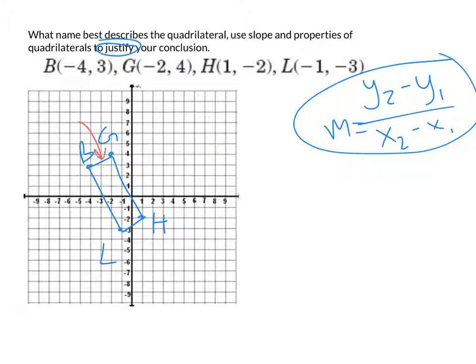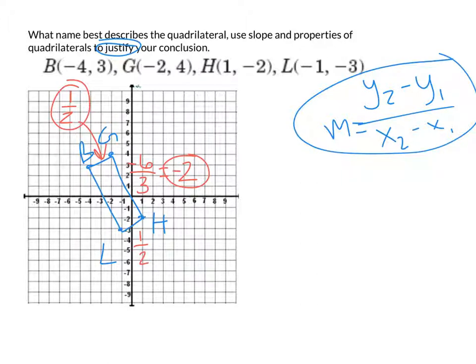So for BG, it looks like I'm going up 1 and to the right 2, so 1 over 2. And then for GH, let's count it out: down 6 and over to the right 3. Negative 6 over positive 3 simplifies to negative 2. So I've got 1/2, I've got negative 2. For LH, I'm going up 1 over 2, so 1/2.